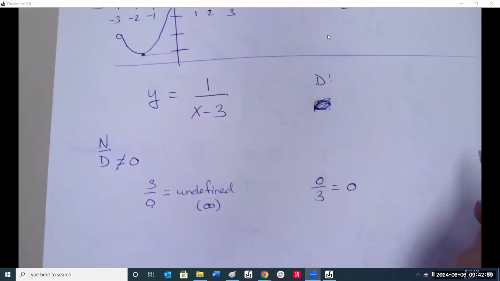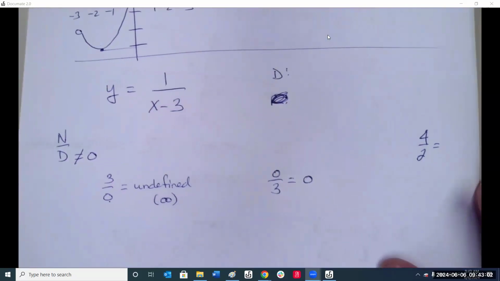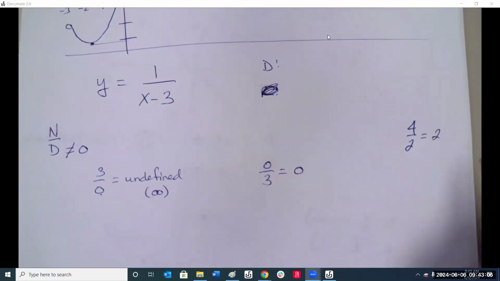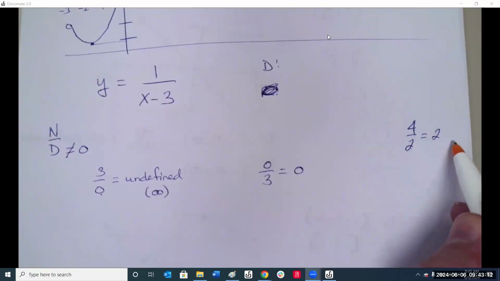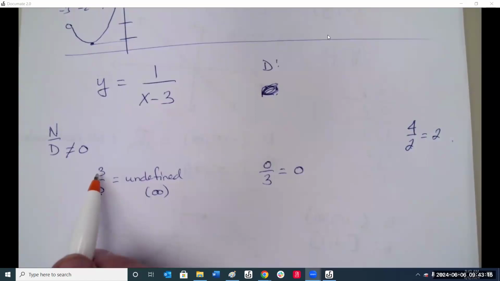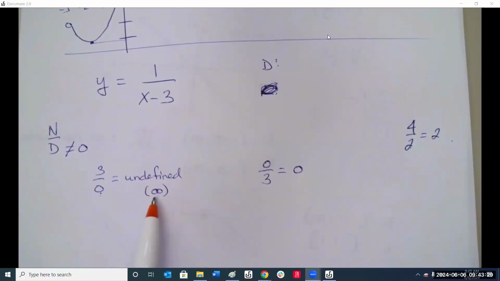How many times? Well, when we do 4 divided by 2, that equals what? Why does it equal 2? Because 2 goes into 4 how many times? 2 times. That's what fractions mean. So how many times does 0 go into 3? If I promise to give you nothing, how many ways can I do that? I can do that forever. It's undefined. But how many times does 3 go into 0? It doesn't. So that's the difference. It's just the way you interpret it.